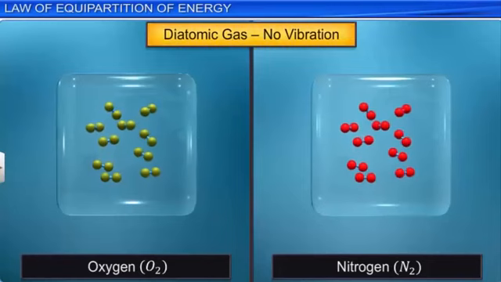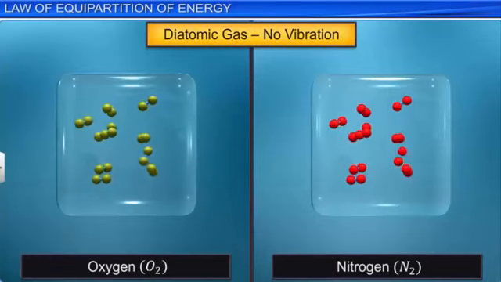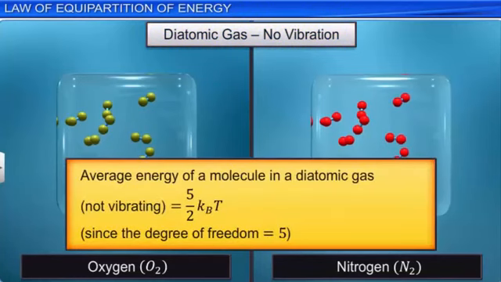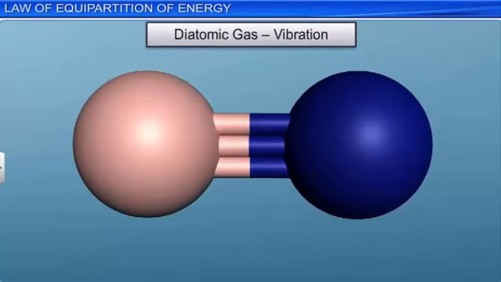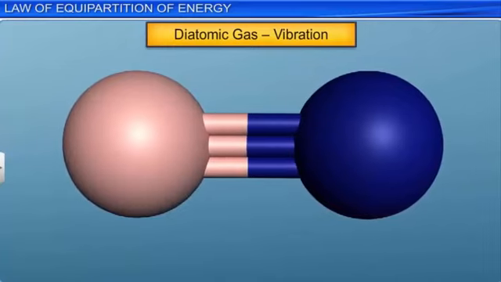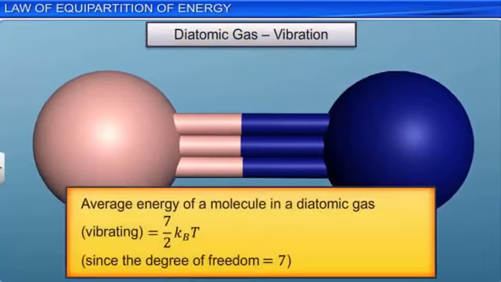In the case of a diatomic gas, if the molecule does not vibrate, then the average energy of a molecule in a diatomic gas is equal to 5 by 2 kBT, because the degree of freedom is 5. If the molecule vibrates, then the average energy of a molecule in a diatomic gas is equal to 7 by 2 multiplied with kBT, because the degree of freedom is 7.